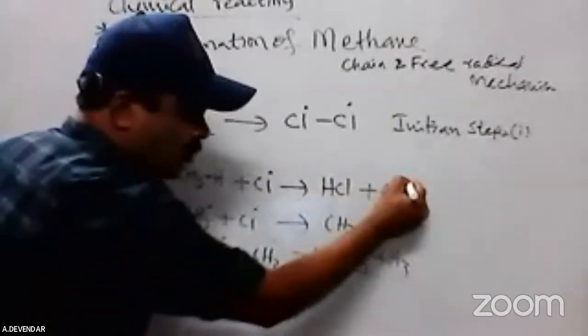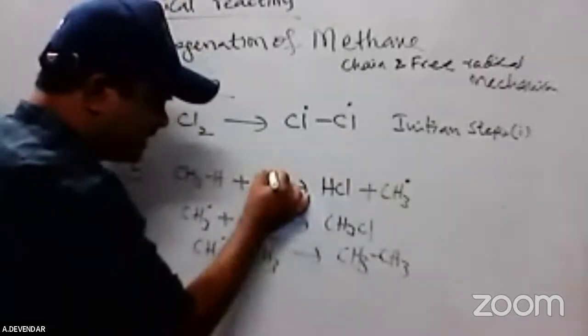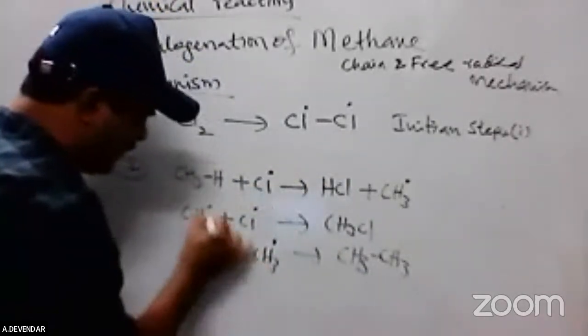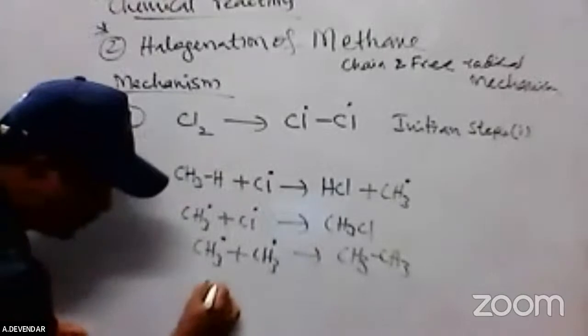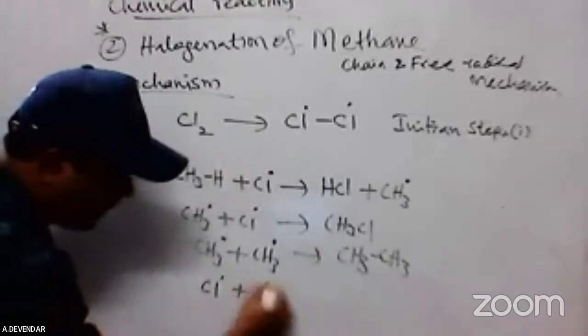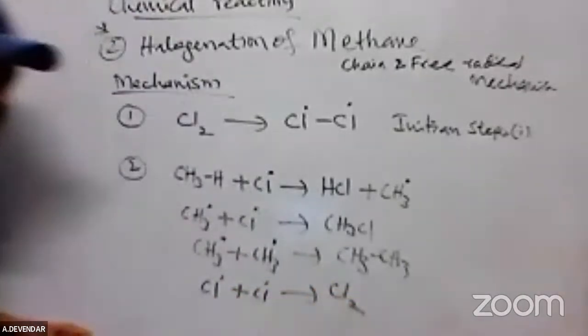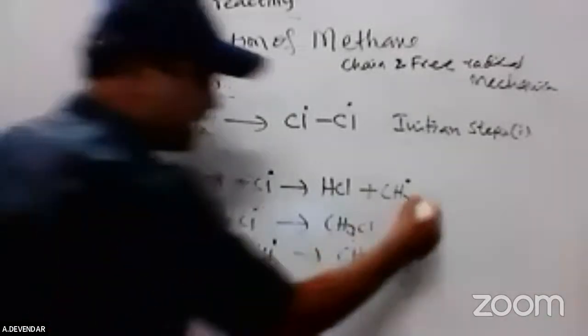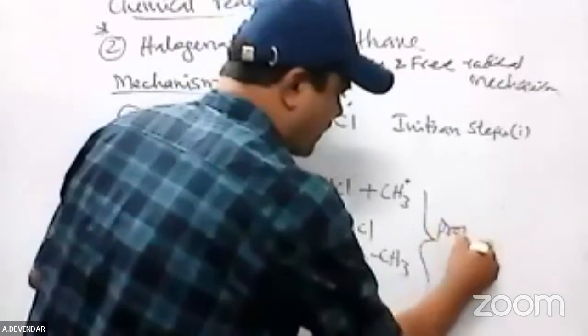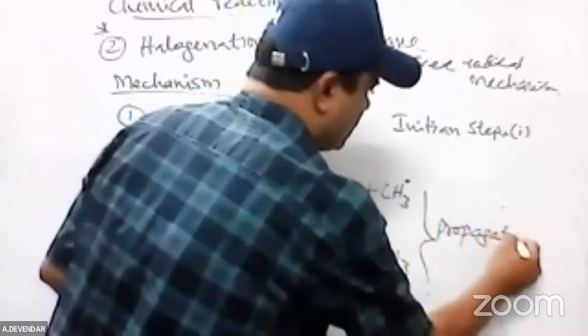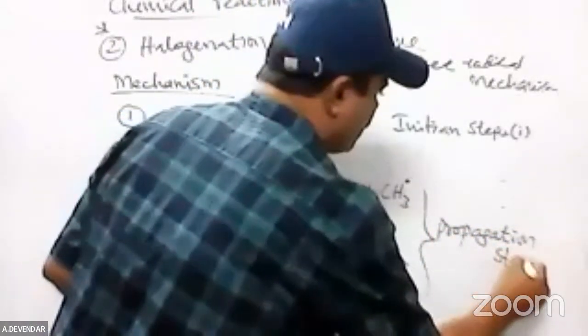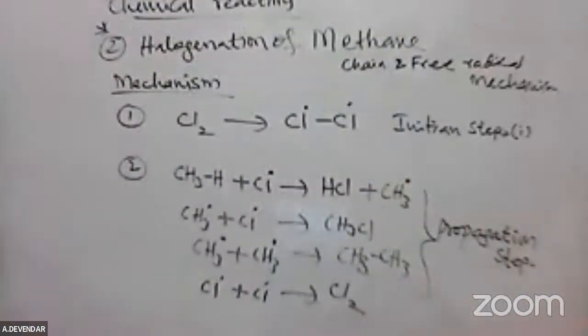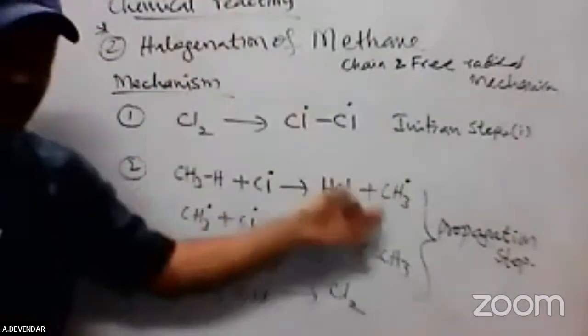Free radical means a lone electron. This is the lone electron. You also get a chlorine free radical plus a chlorine free radical, forming chlorine only. That's why chlorine is present in a number of steps. All these steps are called propagation steps. This is the in-between step: initial step, in-between step.